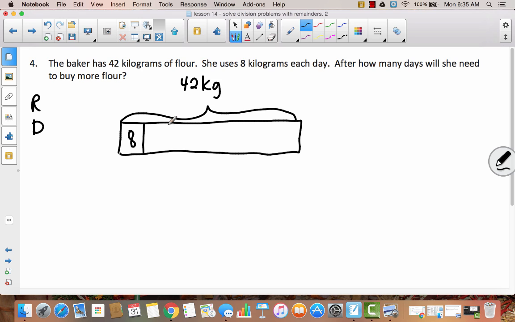I'd like for you to go ahead and solve this again. You're counting by 8s again, and I want you to see how many 8s you can get out of 42.